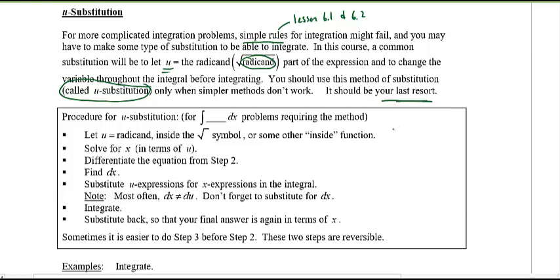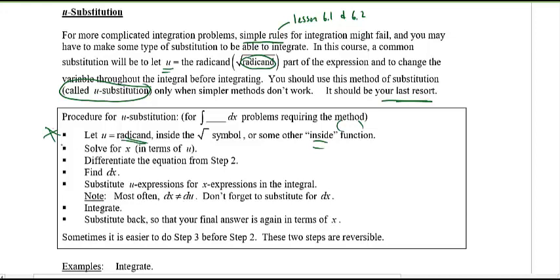I'll show you an example in a sec, but the procedure is this. You have to figure out what is equal to U. That's the most important part. And like I said, usually it's stuff underneath the square root, the radicand, or some inside function, like inside a bracket, or it could be a denominator. And then I want you to solve for x in terms of u.